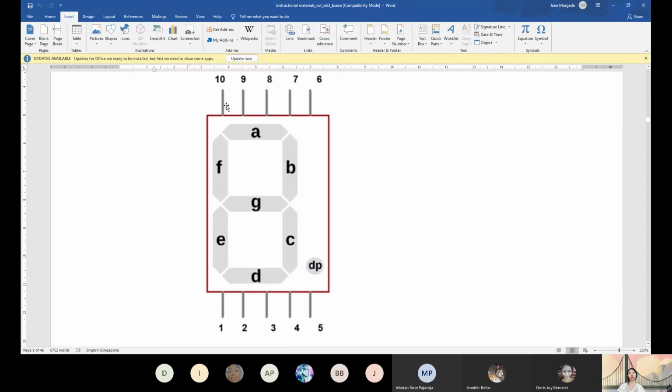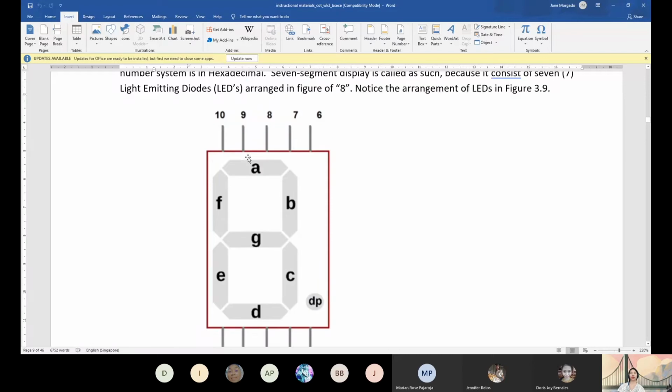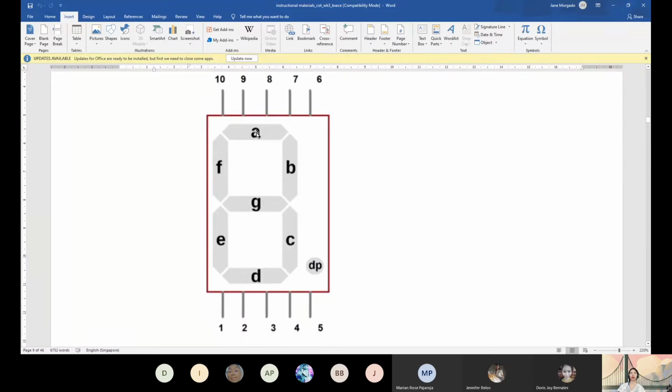And you have pins. So we have the pins. You also have an output for the decimal point. If you want this light here to turn on, this represents output A, output B, output C, output D, output E, output F, output G.